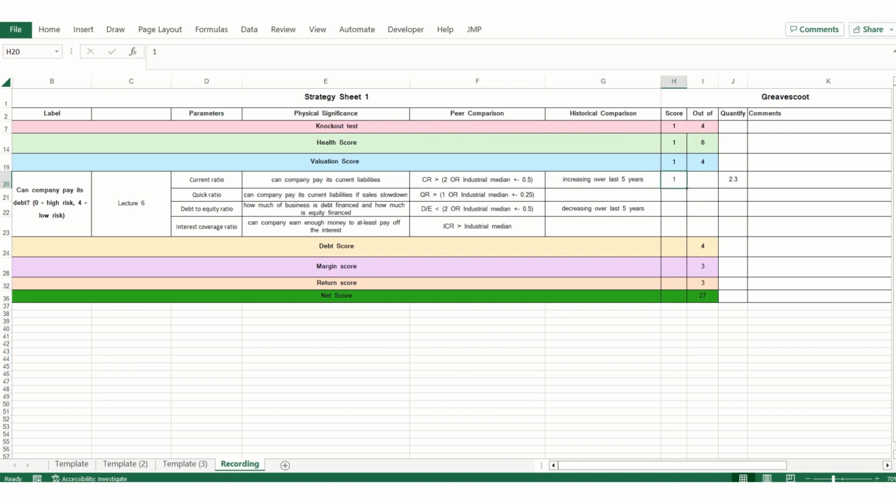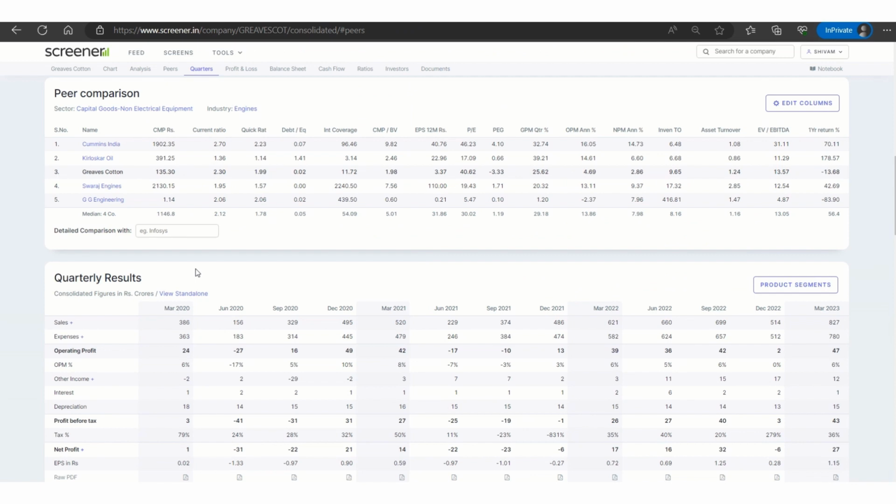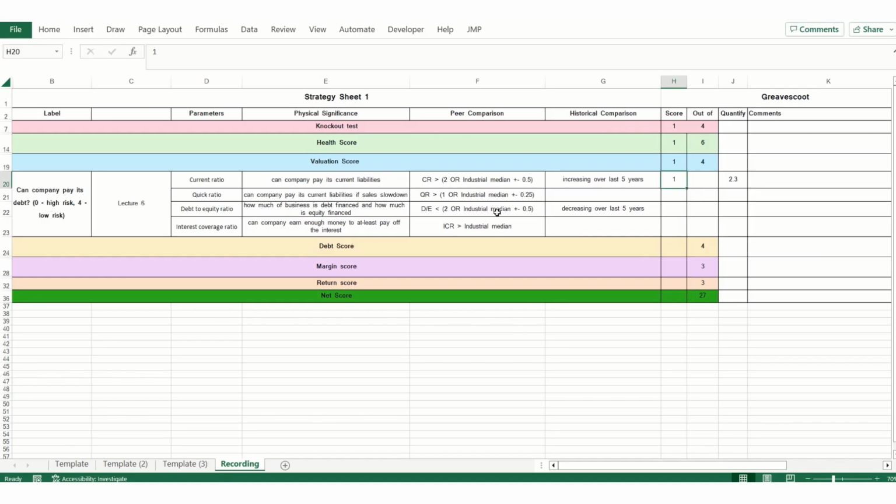The second is your quick ratio. So let's go to screener.in, and you can see that your quick ratio is 1.99, while the industrial median was 1.78. Again, the quick ratio looks good. And so let's just put this as 1.